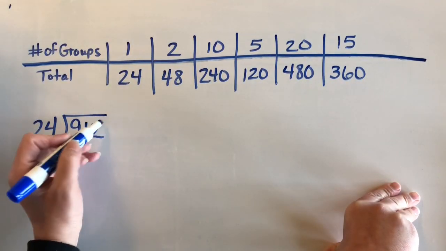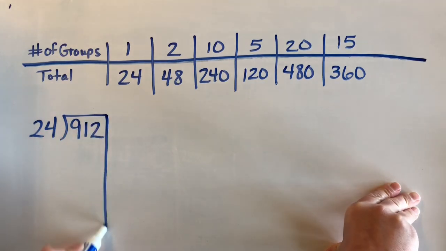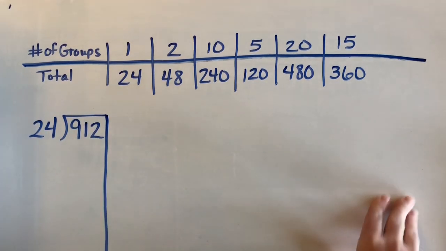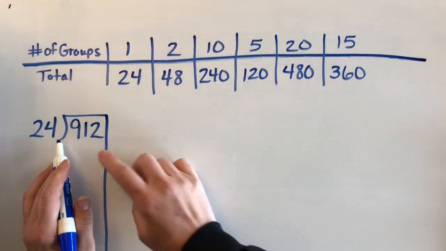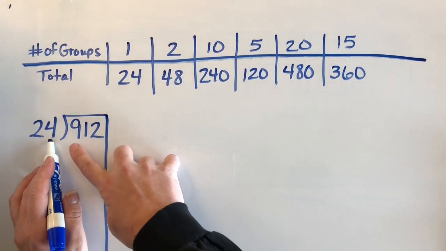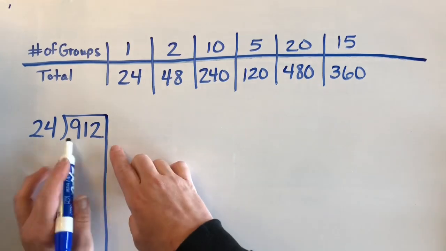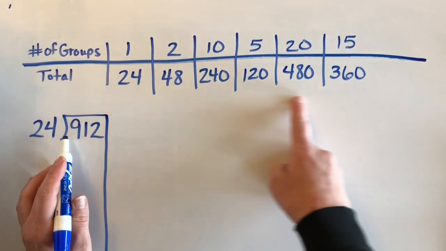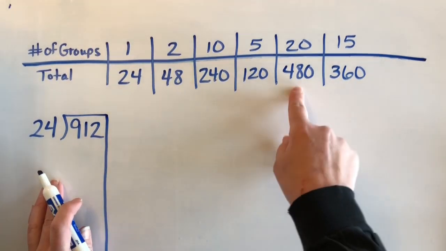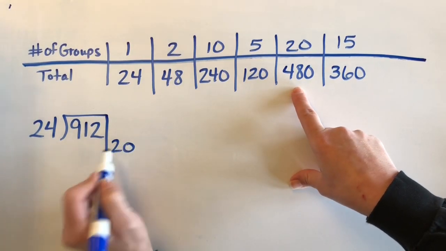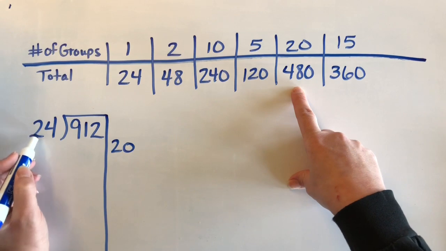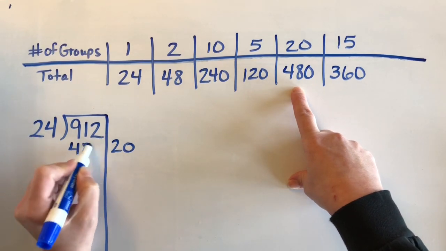So in order to do the Big 7, if you don't remember from last year, you pull your actual division problem down. And then we're going to look for how many groups of 24 can go into 912. And we're just going to look up here at our table and find the largest one. So right here is 480. So we're going to take out 20 groups. 20 groups of 24 is 480.